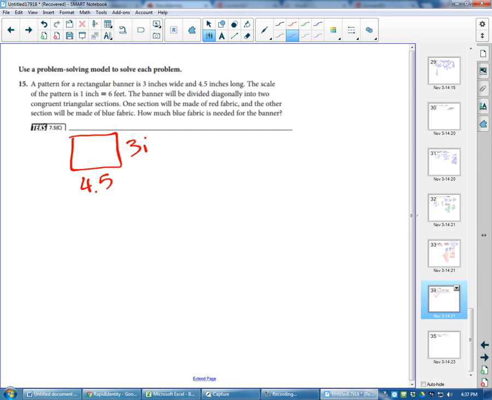So 3 inches to 4.5 inches. Okay, it says it's divided diagonally. We'll do that later. One is red, one's blue. How much? Okay, we'll do that at the end. So we want our new picture. That was the small version. This is the big version. And it says 1 inch to 6 feet.